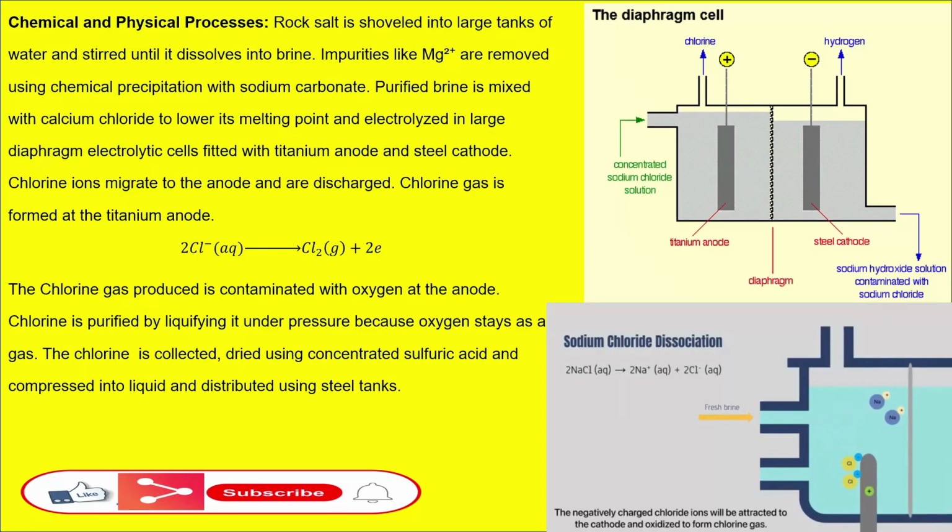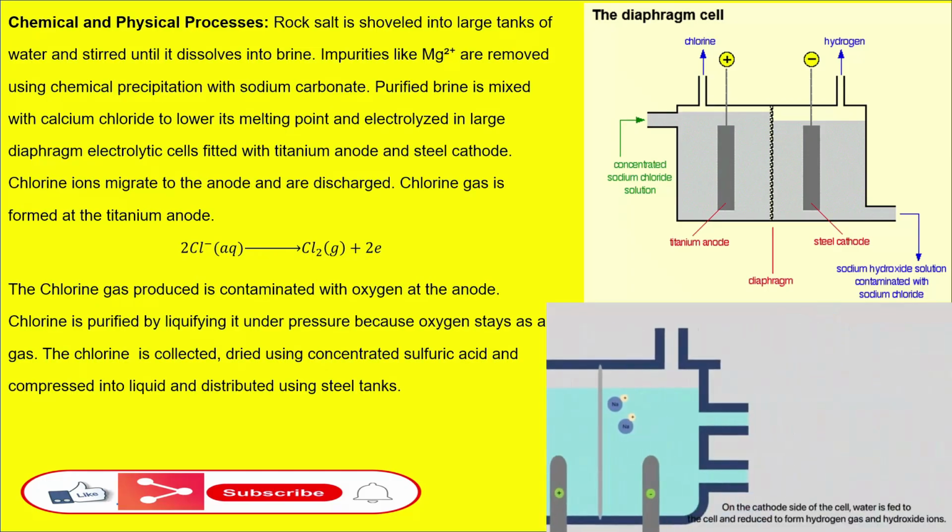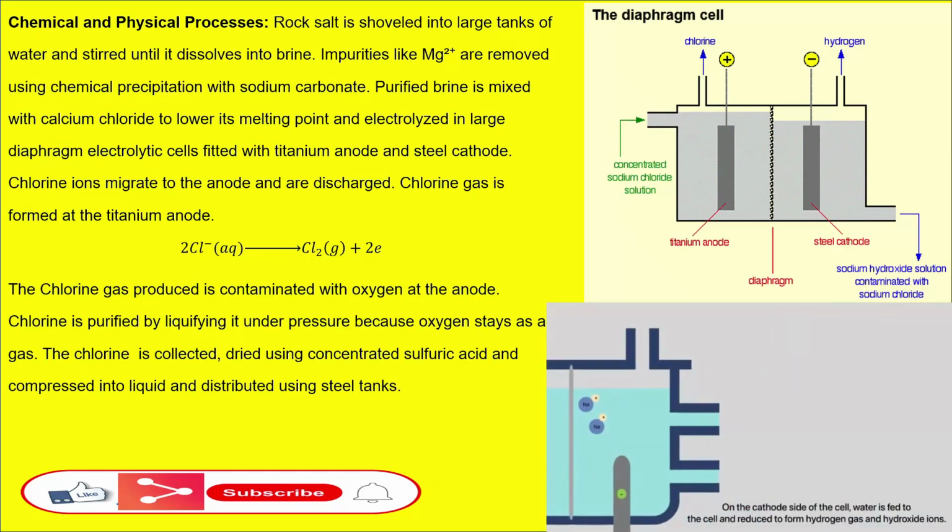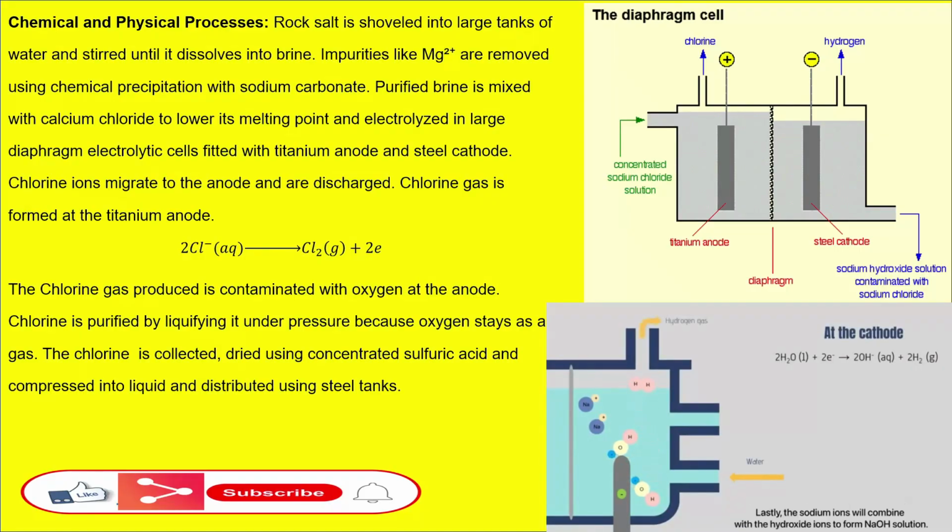Alternatively, the membrane cell can be used as shown in the process here on the lower right. Brine dissociates into sodium and chloride ions. Chloride ions migrate to the anode, where they are discharged to form chlorine gas. Remember to be clear about the physical processes, chemical processes, purification, and conversion to desired product.